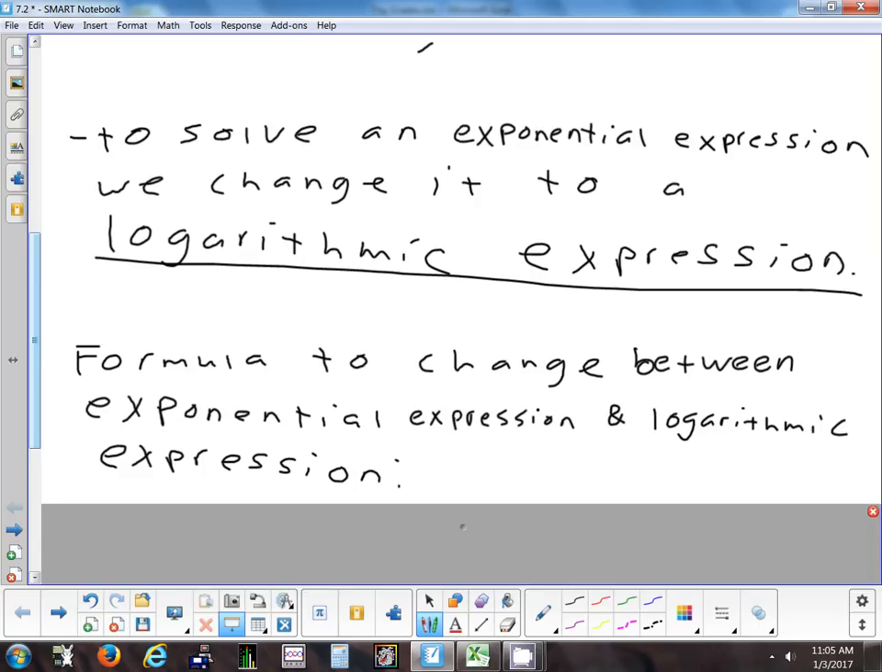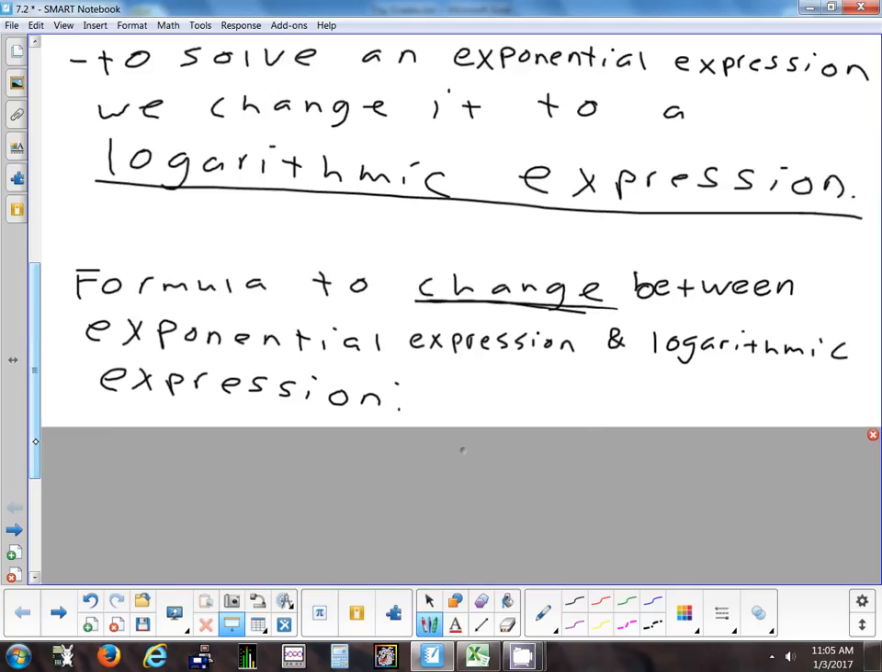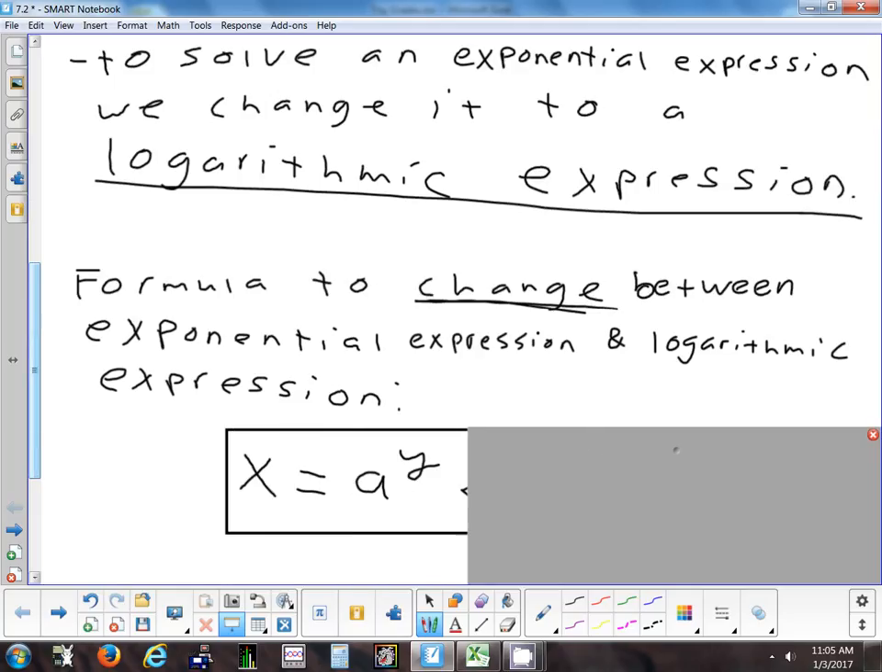And there's a formula you can use, and basically there's three things in the formula. You just have to look at where the three things go when you change between exponential form and logarithmic form. Okay, so on the left, I'm starting with an expression in exponential form. It says x equals a to the y. How do I know it's exponential? I've got an exponent. Okay, Marquise, what letter there is the exponent?